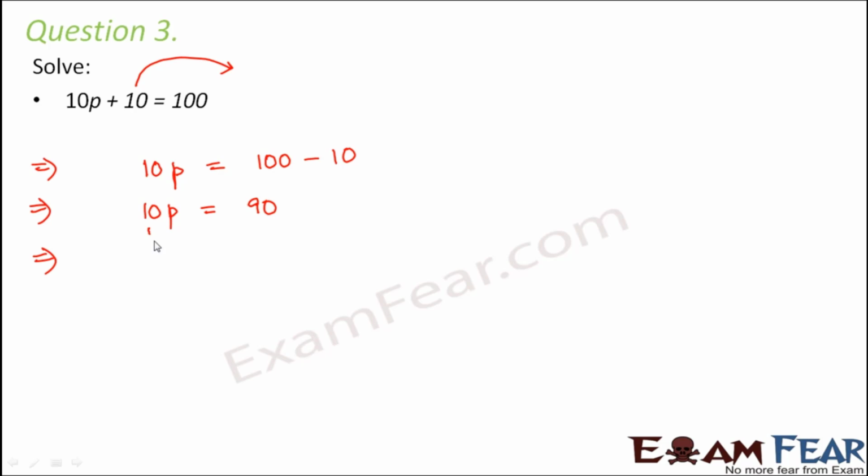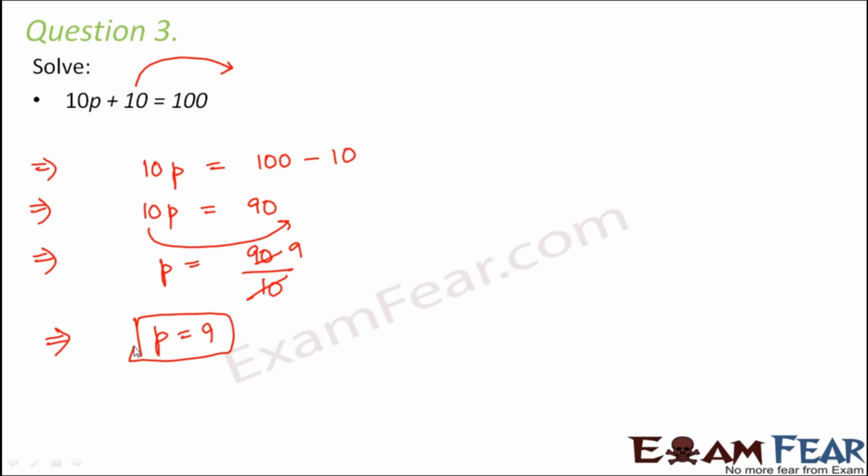Now when you want to shift this 10 to the right hand side, what happens? Here it was multiplied by, so this side it will become divided by 10. So 10 nines are 90. Therefore p is equal to 9 is the solution of this equation.